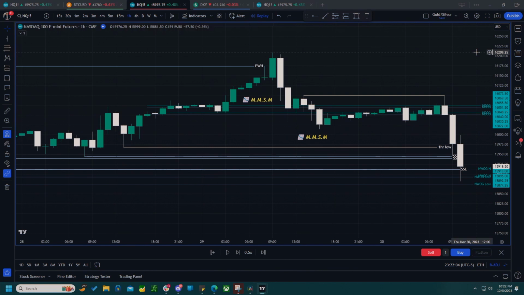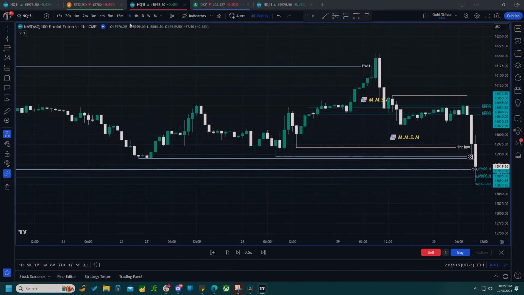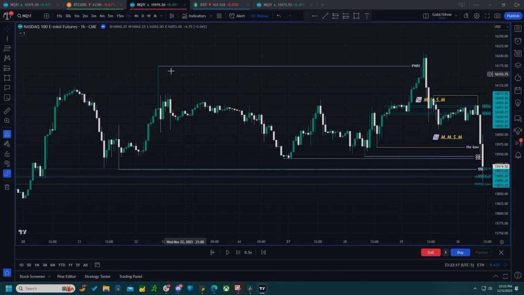To begin our analysis, we really need to start on a higher time frame to get the higher time frame context of where the market is going. So if we take a look right here, we're on the 1 hour and we have this high that happened on Wednesday, November 22nd. It's a previous week high.